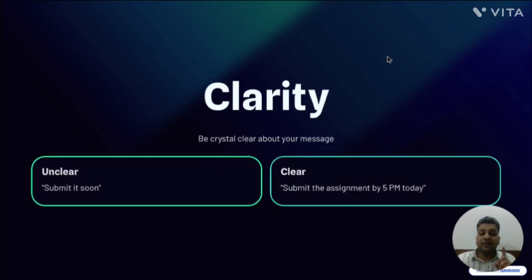So the first C is, as I said, clarity. What is clarity? So whenever you speak, you should speak clearly. You should complete your sentence. You should give all necessary information required in that sentence clearly. For an example, if as a teacher I say to a student that submit your assignment soon, okay, submit your assignment as soon as possible.